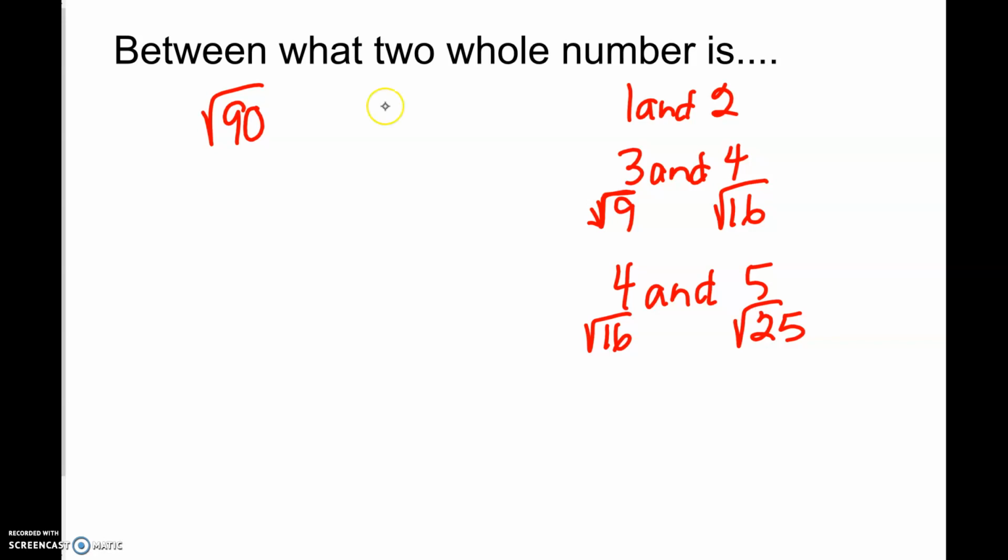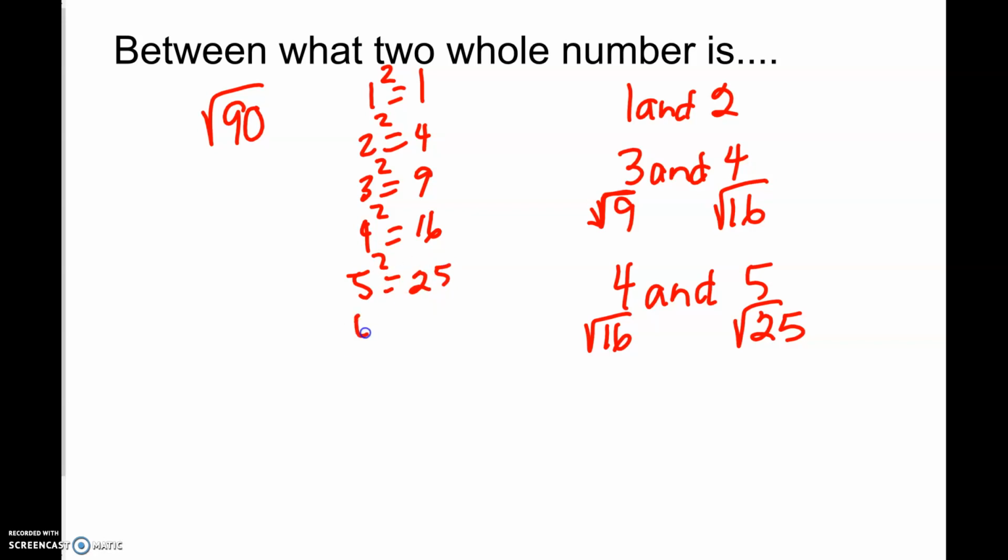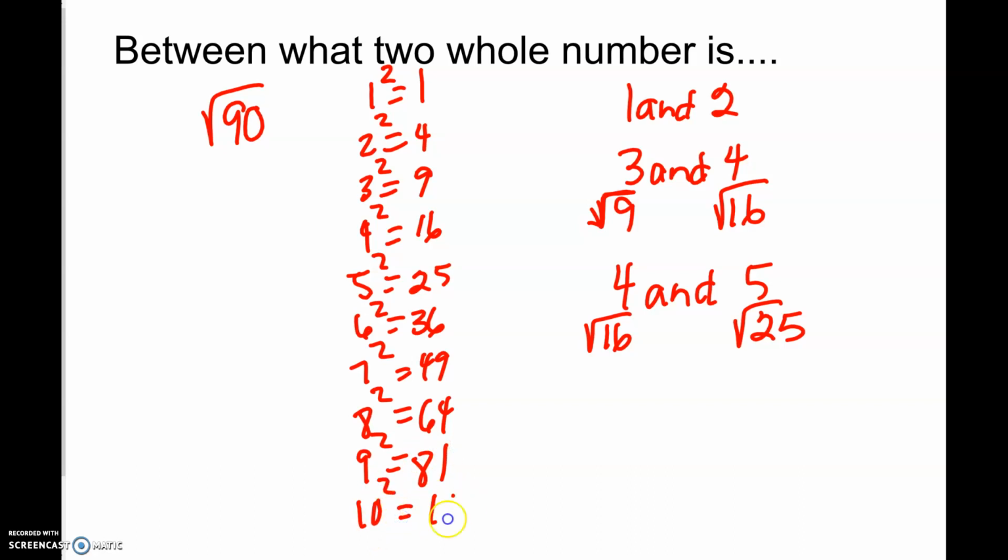Okay, so you can think of it this way. Some of you have your chart: 1 squared, 2 squared, 3 squared, 4 squared, 5 squared, 6 squared, 7 squared, 8 squared. Notice I am still not up to 90. 9 squared is 81, and 10 squared is 100. Now, where does 90 fit? 90 is going to fit in between here, between 81 and 100.